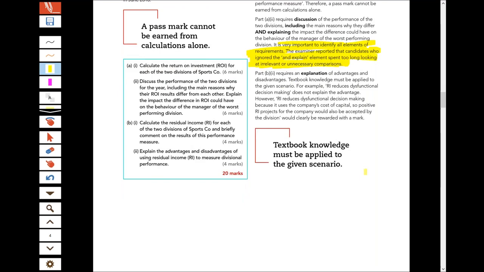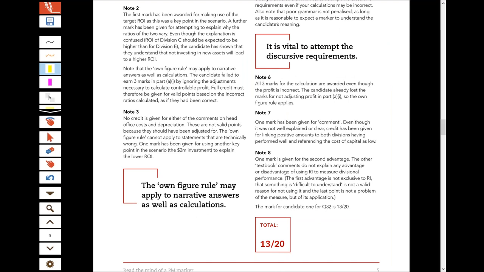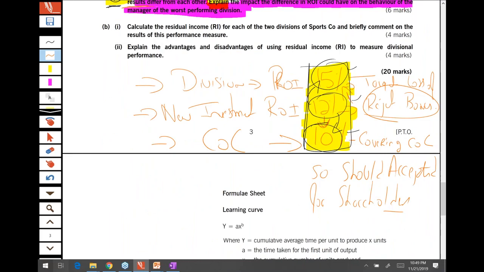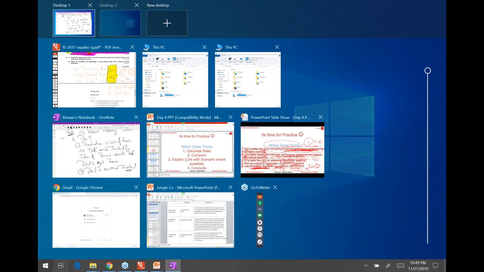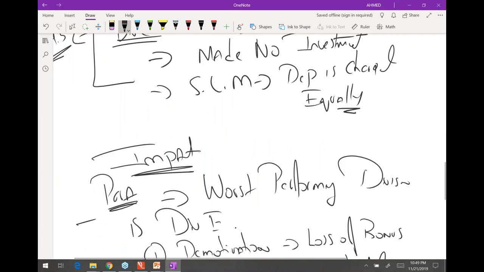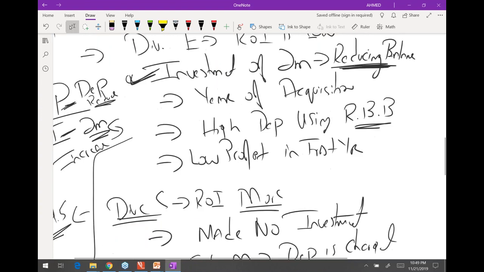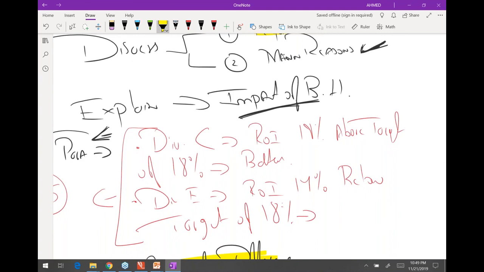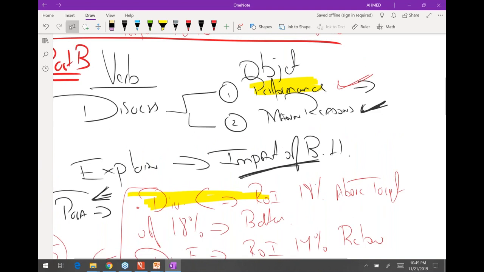Okay, this is the own figure rule I've mentioned. Now coming back to the question again. Let's have a look. Did you understand how to gain marks in a simple way? And this is the technique. Have I answered all the things? Impact discussed, reasons discussed, performance comparison done. So I've answered performance, main reasons and the impact. Simple. Is it easy?